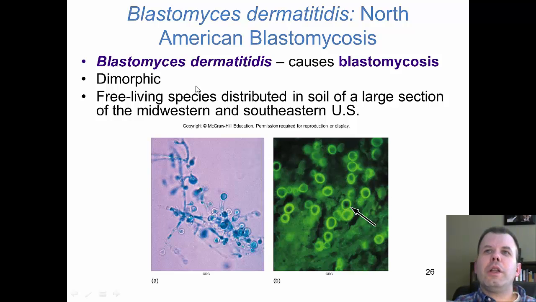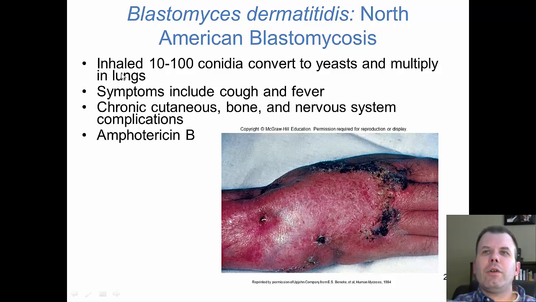Okay. Another one is the Blastomyces dermatitidis, and again, this is the North American Blastomycosis. This is one that's found, again, in the Midwest, and typically causes blastomycosis, and it's dimorphic again, fuzzy, then yeasty. Then again, free-living species distributed in soil in large sections of the Midwest and southeastern United States, and again, found in the soil, typically in the air, can cause lung infections as well. You breathe these in. Again, inhaled anywhere from 10 to 100 conidia, which are the spores, convert to yeast and multiply in the lungs. Again, symptoms include cough and fever, can become chronic with cutaneous, bone, and nervous system complications.